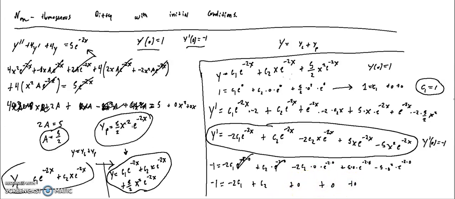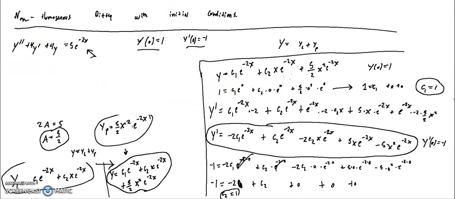So we get, well, C1 is 1, so we can plug in just 1 here, and we get C2. We add 2 to both sides, we get C2 equals 1. And they both equal 1. So that actually works out pretty well. And let's just finally write out our answer, where C1 equals 1, C2 equals 1.